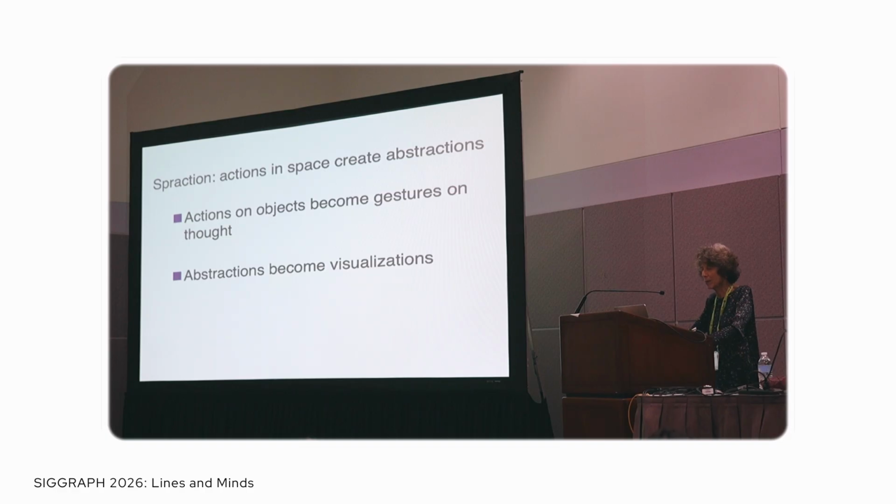Okay, I'm going to end soon with a concept that's an ugly word. Latinate words are ugly. Abstraction. It's a contraction of space, action, and abstraction. And the tenet is that actions in space create abstractions. So actions on objects become gestures that act on thought. And so the actions get truncated. I throw out ideas, I pull them together. There's nothing here to pull together. It's just a gesture on an invisible object, a thought. And the abstractions we create become visualizations. I'll give you some examples in a minute.